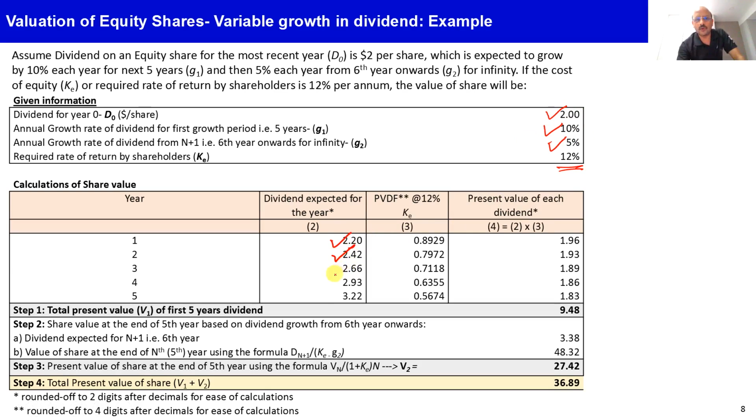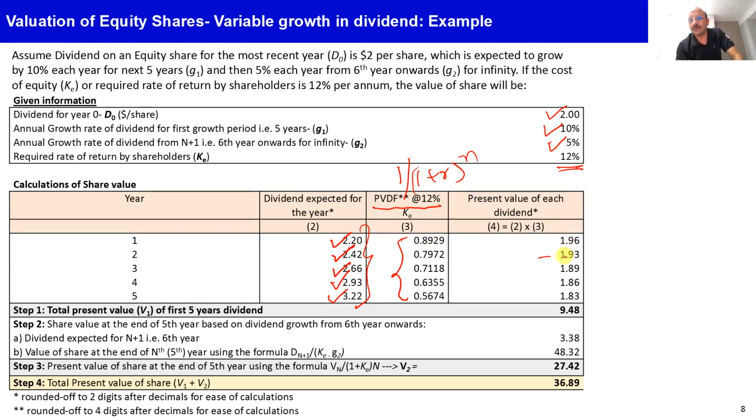So first year dividend becomes 2.2, which again increases by 10% per annum. So it becomes 2.42 for the second year, 2.66 for the third year, 2.93 for the fourth year, and 3.22 for the fifth year. And we have to calculate the present value of each of these dividends by using the PVDF factor at 12%. So PVDF, we know the formula is 1 divided by 1 plus R raised to power n. This value comes for each PVDF for each year, year 1 to year 5. And when we multiply the dividend for that year with the respective PVDF, we get the present value for each year's dividend payment.